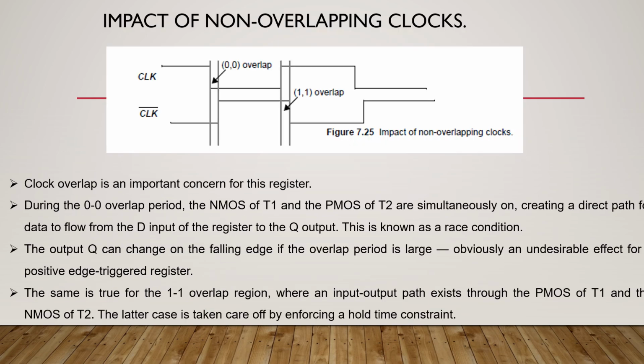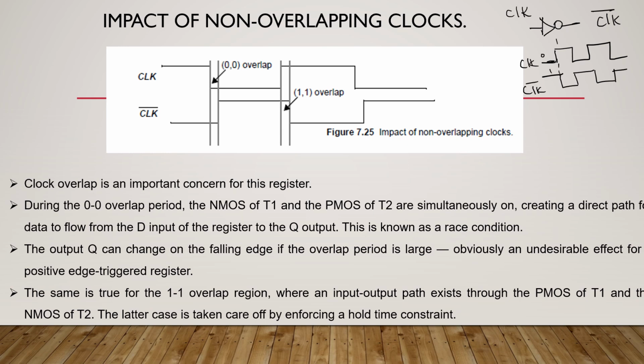Next, we are going to see what is the impact of non-overlapping clock. See here, we know that the clock and clock bar are used in our design, right? To generate the clock and clock bar, we definitely need an inverter. If you have the clock at the input, you will get the clock bar at the output. So whenever my clock changes from 0 to 1, clock bar has to change from 1 to 0, right?